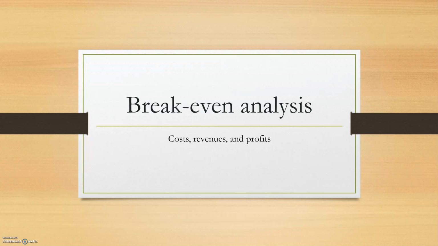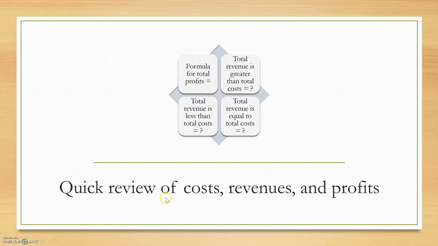You've already done these already, but it makes sense that we have a quick look through again. So these are the 4 questions. Quickly answer them. First, what is the formula for total profits? Secondly, if total revenue is greater than total cost, what would be the result? If total revenue is less than total cost, what would be the result? And if total revenue is exactly the same as total cost, what would be the result? Quickly write your answers down.